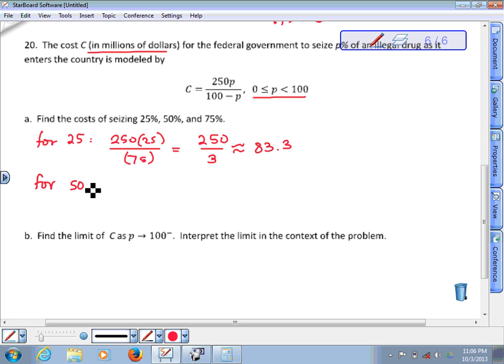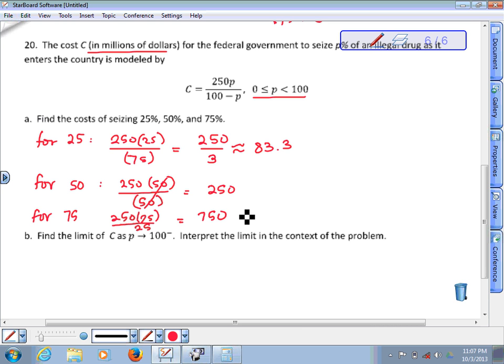Now, if they really up their efforts and are aiming for 50%, that follows the model 250 times 50 over 100 minus 50, which is 50. Now, these two values are going to cancel out, so that's $250 million. So they doubled their efforts, but their costs more than doubled, up to $250 million. So we're seeing a pattern here. If they increase again, that's going to be 250 times 75 all over 100 minus 75, which is 25. 75 over 25 is 3. 250 times 3 is $750 million.